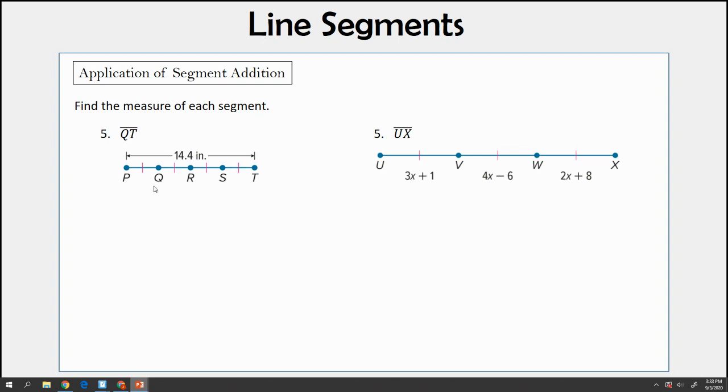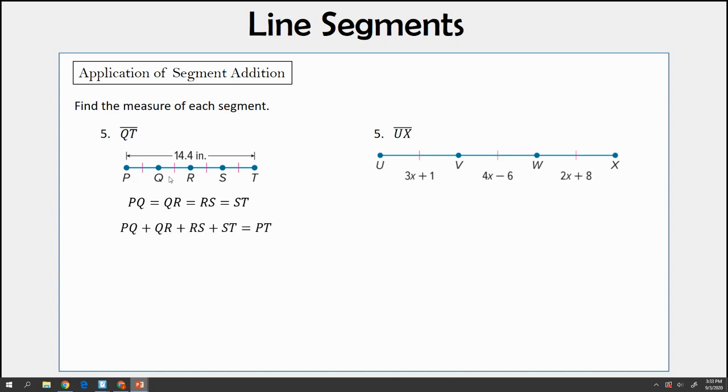So the distance from P to Q is the same as Q to R, is the same as R to S, and S to T. Okay, they're asking us to find QT. So we know that, again, PQ is equal to QR is equal to RS is equal to ST. Well, what do we know about QT? Well, I guess let's do this first.